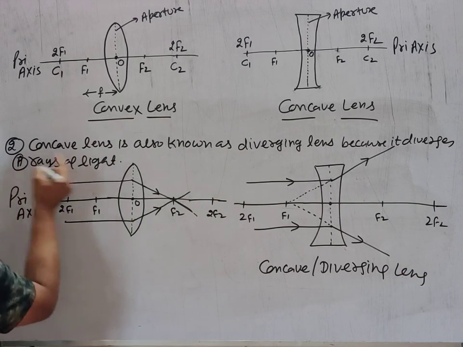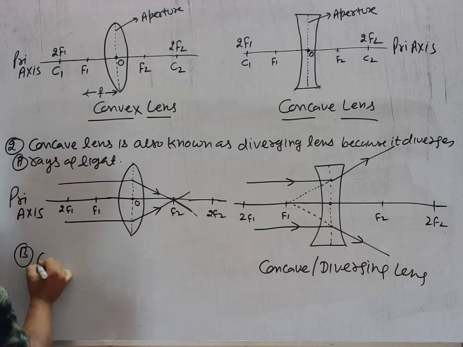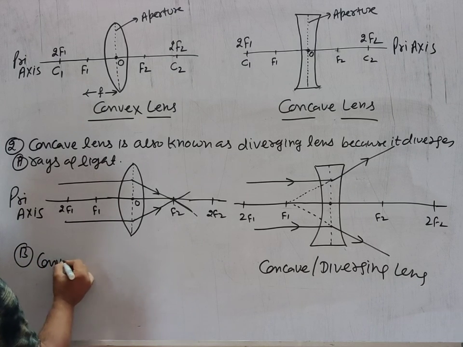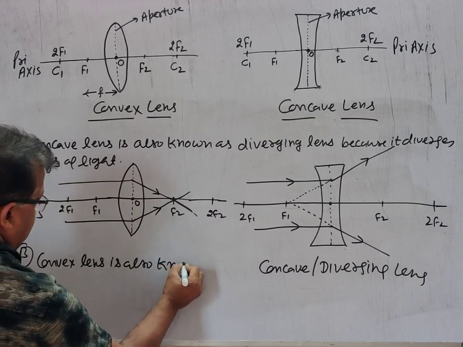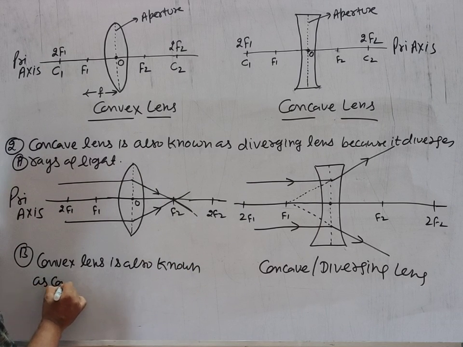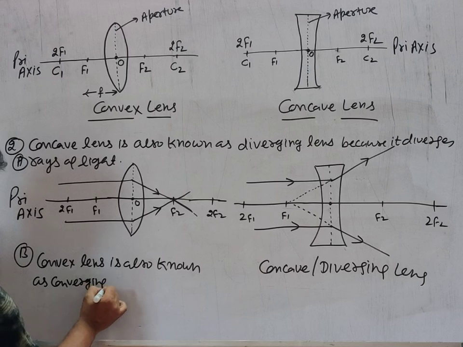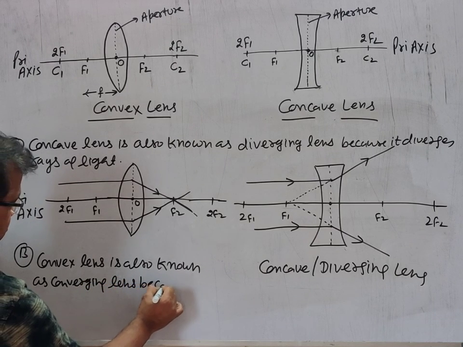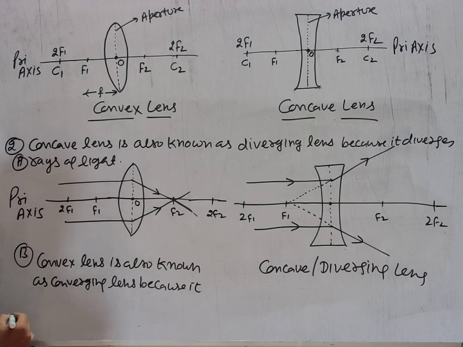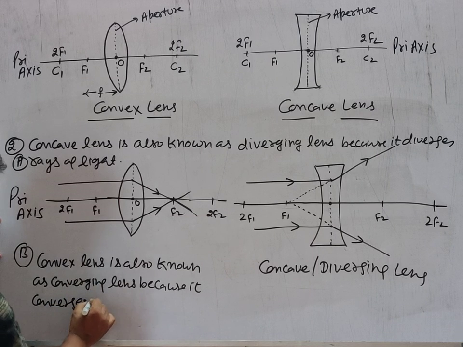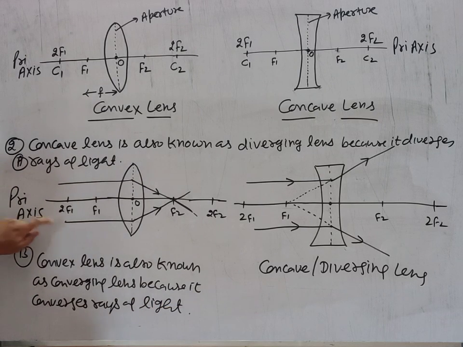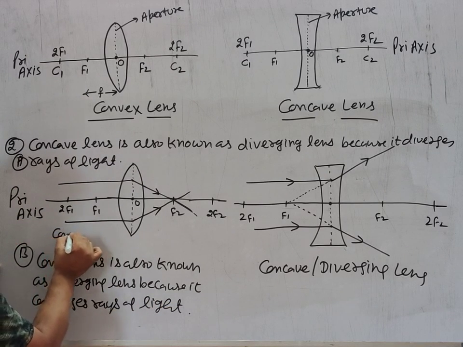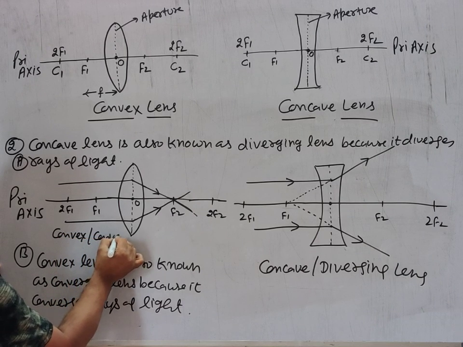This is point A, this is diagram, and B point is that convex lens is also known as converging lens, because it converges rays of light after refraction falling on it. This is convex or converging lens.